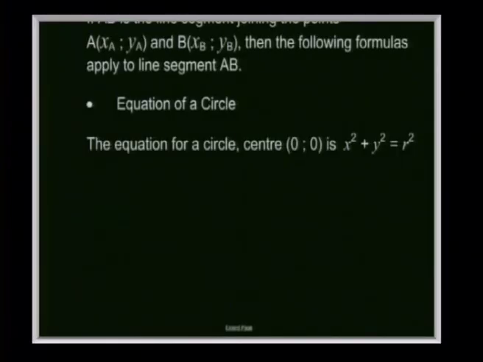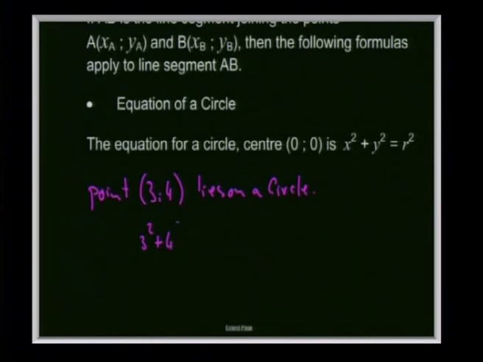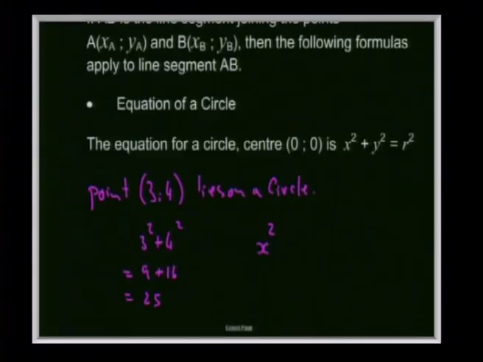Well, the first I could say is, if I have the point 3, 4 lies on a circle, what is the equation of the circle? Very straightforward. 3 squared plus 4 squared will be 9 plus 16, which is 25. Square root of 25 is 5. So the equation of the circle will be x squared plus y squared is equal to 5 squared. I just prefer writing 5 squared because that's the radius.